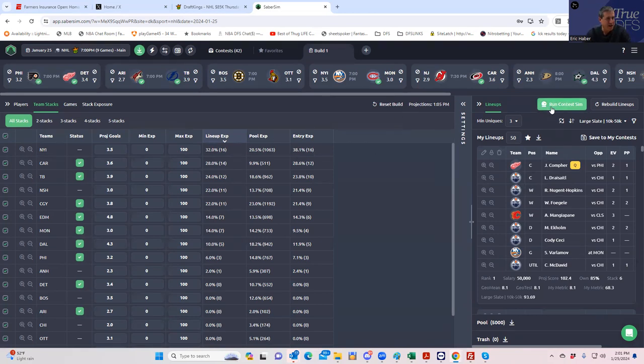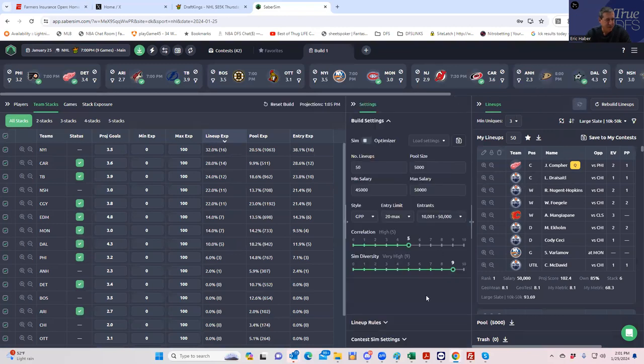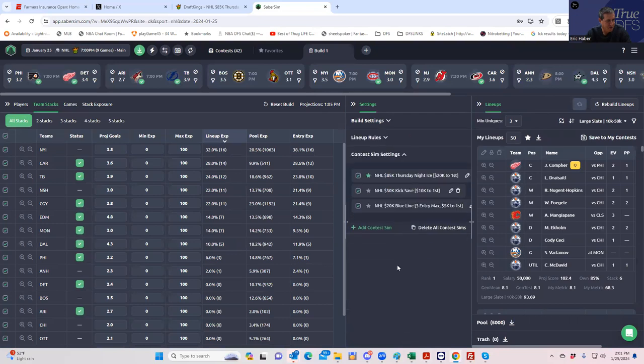So what we're going to do now, once we've done that, is click Run Contest Sim, and it is going to be running the simulation of all three of these contests. And then it's going to allow us to re-rank these 5,000 lineups in ways other than this large slate Saber score metric. We're going to be able to rate them against each contest based on the inputs that we've put in, based on whatever those lineups' ROIs rate to be in those specific contests. So let's take a look.